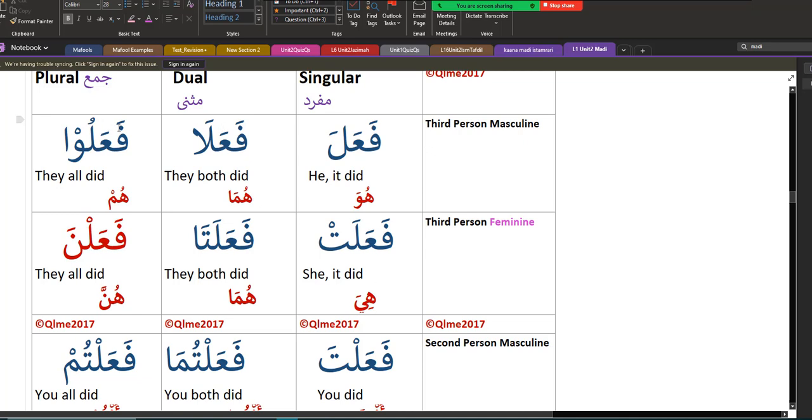So in the beginning, it's starting with the same thing, fa, ain, and lam, but you're adding the suffixes at the end. What is a suffix? You're adding something at the end. Prefixes, you're adding something at the beginning. So in the madi, the suffixes are added.